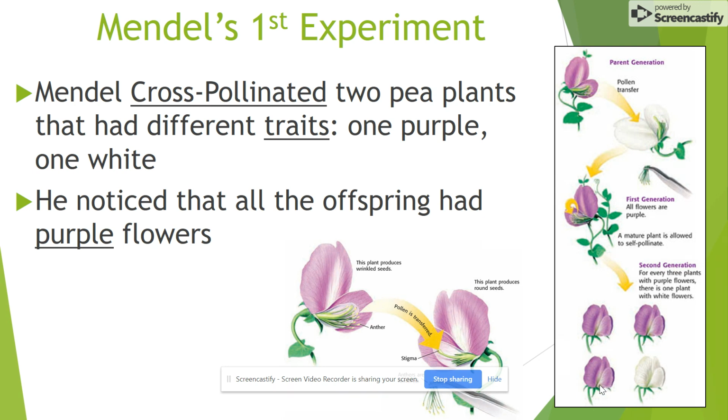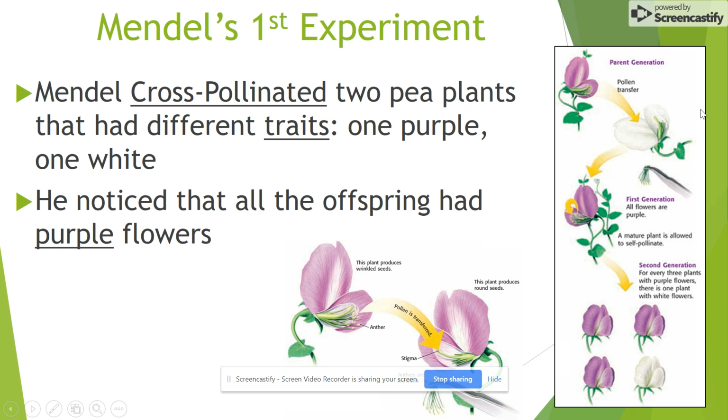Okay, so Mendel did a couple different experiments. We're going to talk about the first experiment here. This is where he cross-pollinated two pea plants. And when he cross-pollinated these plants, he made sure that they had different traits. So as you can see here, one of them was purple and one of them was white.